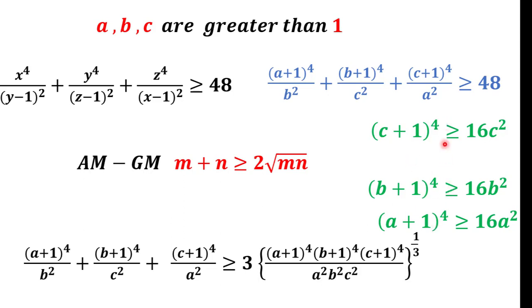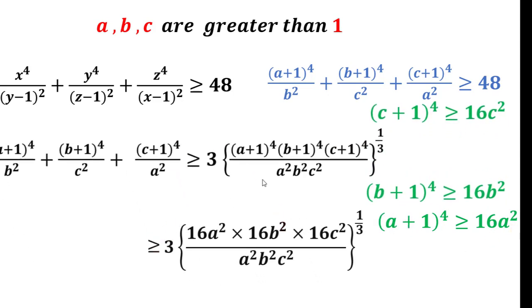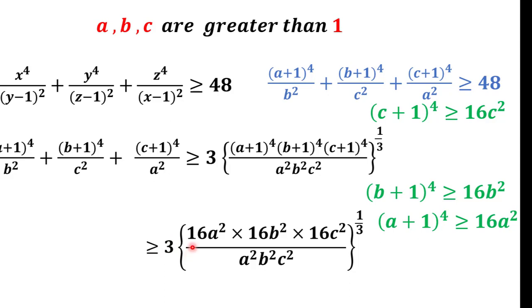By using these three inequalities, we can say (a plus 1) to the power 4 times (b plus 1) to the power 4 times (c plus 1) to the power 4 is greater than or equal to 16 times c squared times 16 times b squared times 16 times a squared. And this fraction is greater than or equal to 3 times 16 a squared times 16 b squared times 16 c squared over a squared b squared c squared, all to the power 1 over 3.